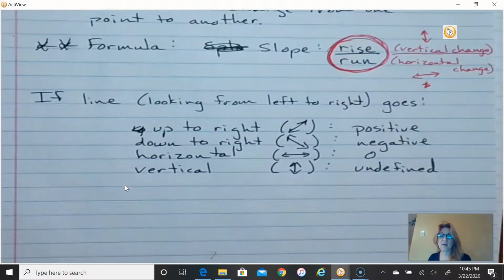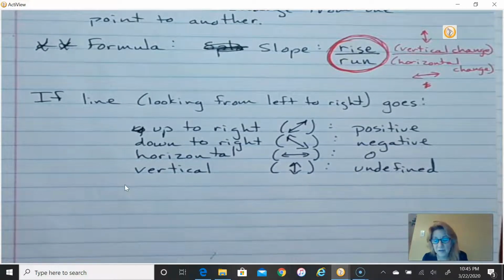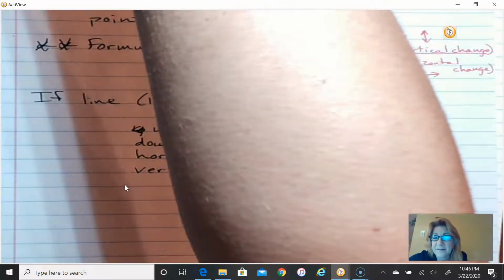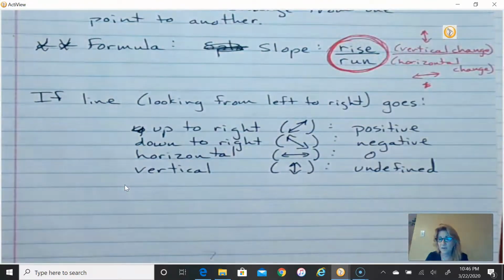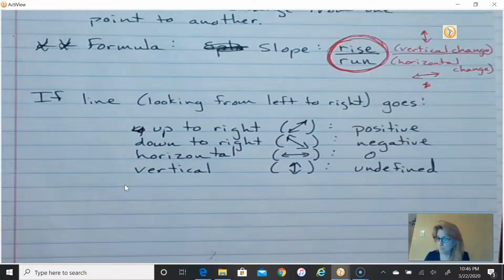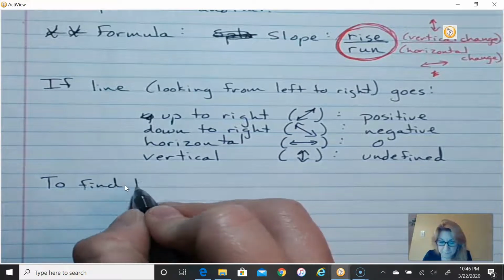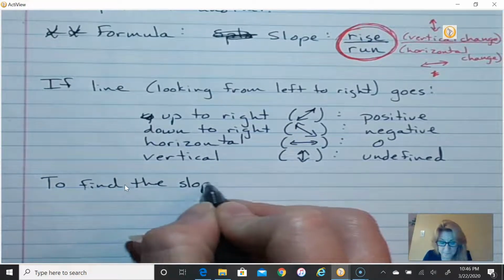If you're not taking notes, you're just keeping up with the videos, that's fine. Just remember, when you're doing your homework, you are going to have to go back to this. If you are taking notes, which is probably a really good idea, guys, you can pause the video and catch up on your writing. All right, let's keep going. To find the slope.